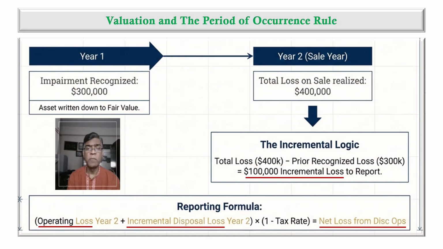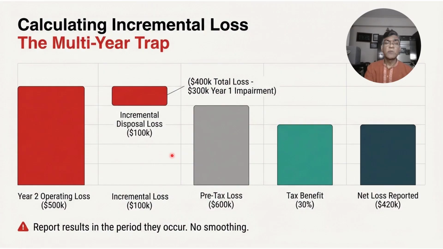Operating loss year 2 plus incremental disposal loss year 2 times 1 minus tax rate equals the net loss from discontinued operations, which is to be reported in year 2. Multi-year trap. This red bar shows year 2 operating loss. So how much is that? 400K.